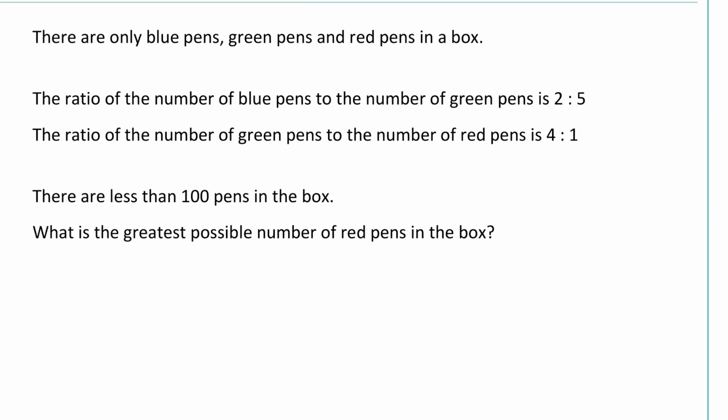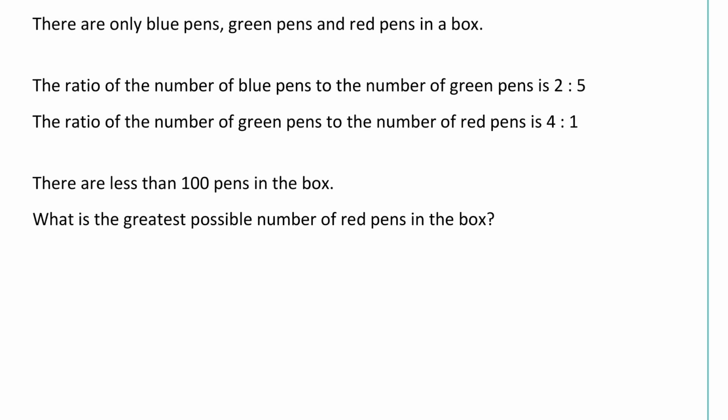On to question 7. There are only blue, green and red pens in a box. The ratio of blue to green is 2 to 5 and green to red is 4 to 1. There are less than 100 pens in the box. What's the greatest possible number of red pens in the box? Let's underline that there, the red pens.